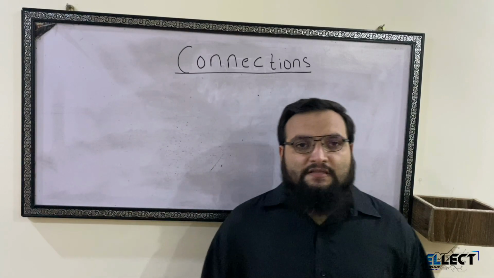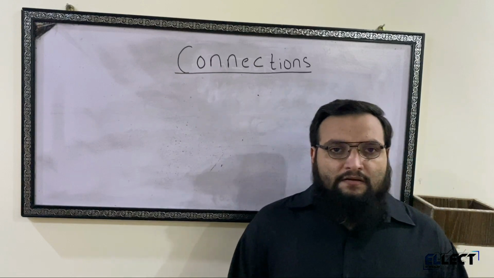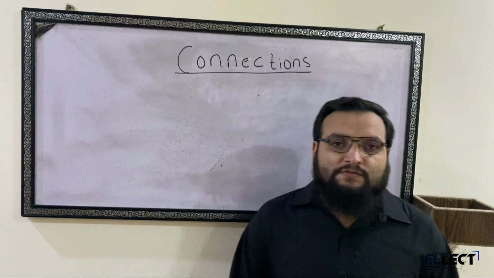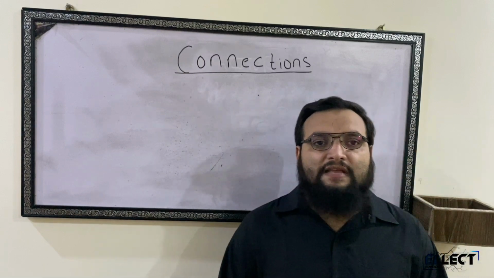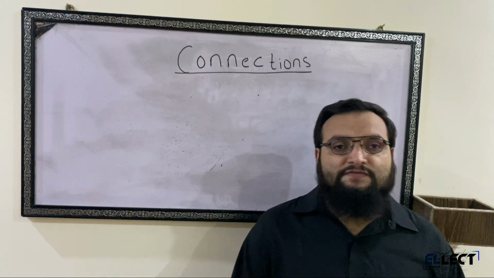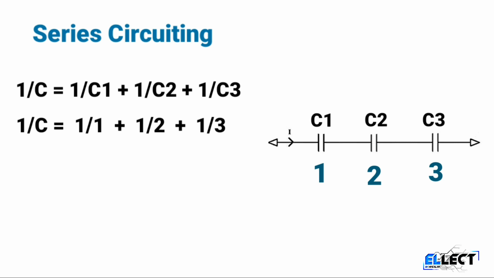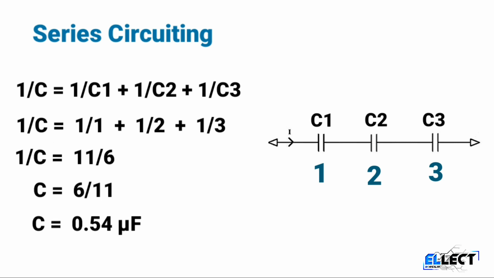That means the reciprocal of the equivalent capacitance is equal to the sum of the reciprocals of the individual capacitances of the capacitors connected in series. Let's suppose C1 is equal to 1 microfarad, C2 is equal to 2 microfarad and C3 is equal to 3 microfarad connected in series. The equivalent capacitance will be less than 1 microfarad.